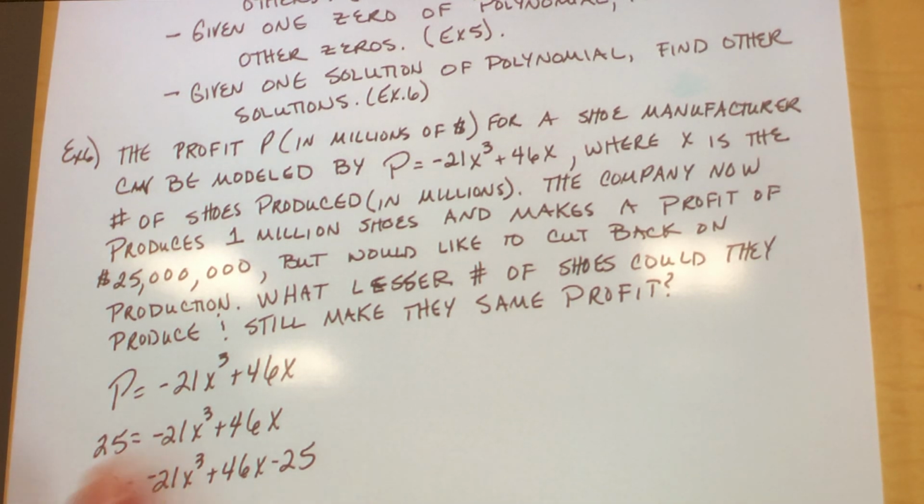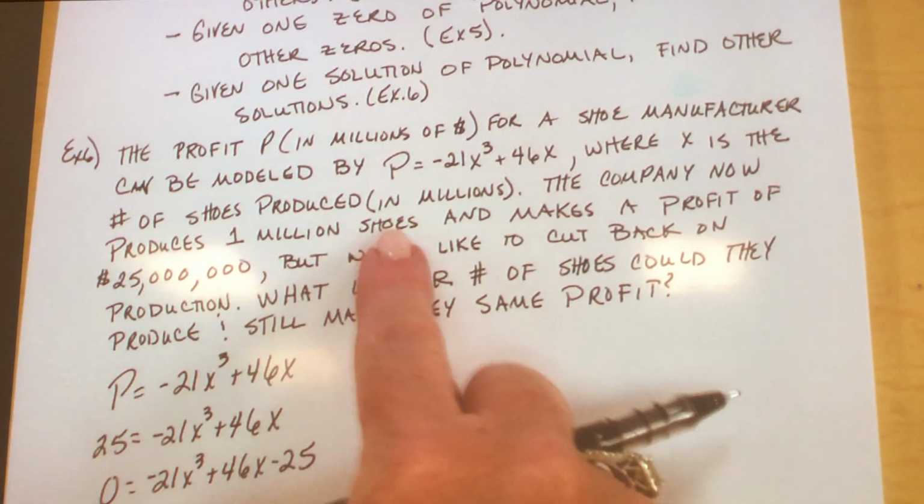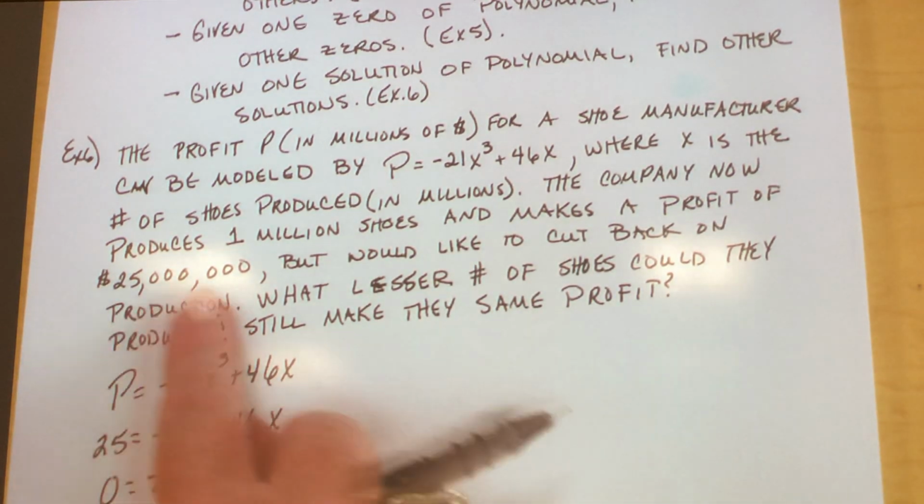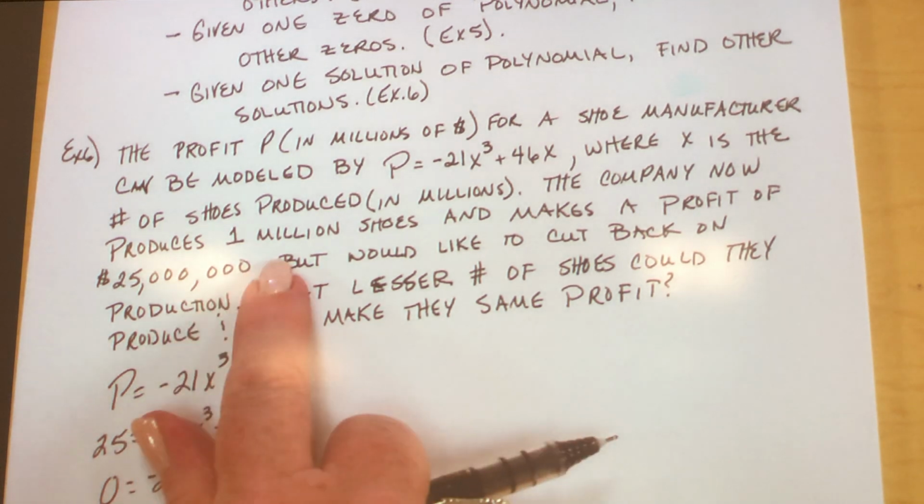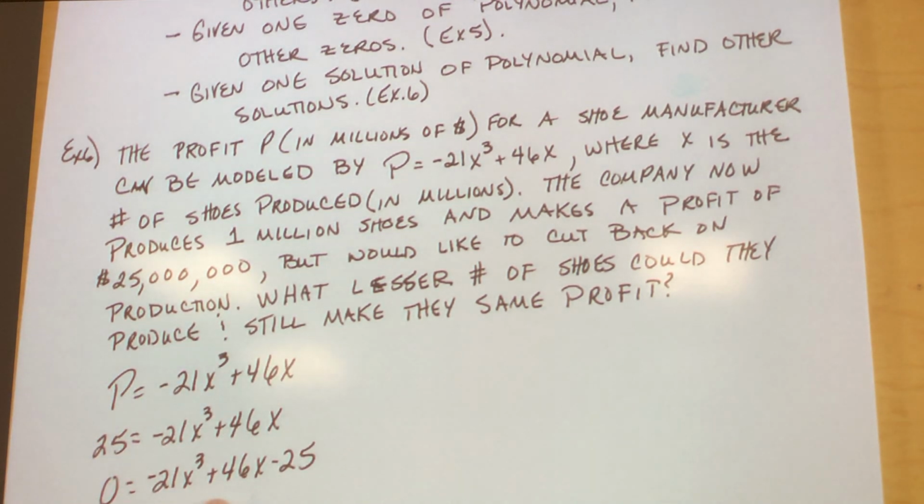They said I produce 1 million shoes and make a profit of $25 million. So that 1 million is a solution, okay? I'm going to use that solution and take this cubic down to a quadratic, and then I can solve it. If it factors or it doesn't, I can still solve it, okay? So here we go.